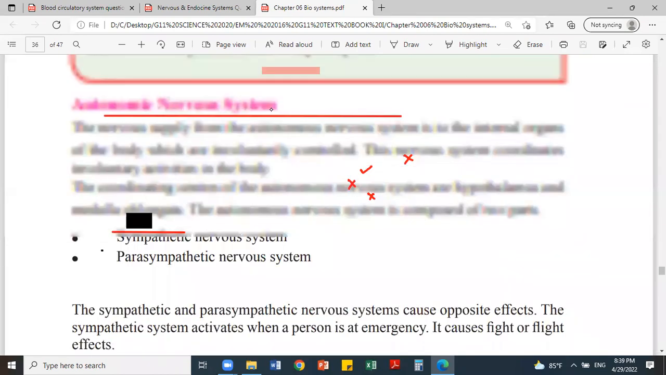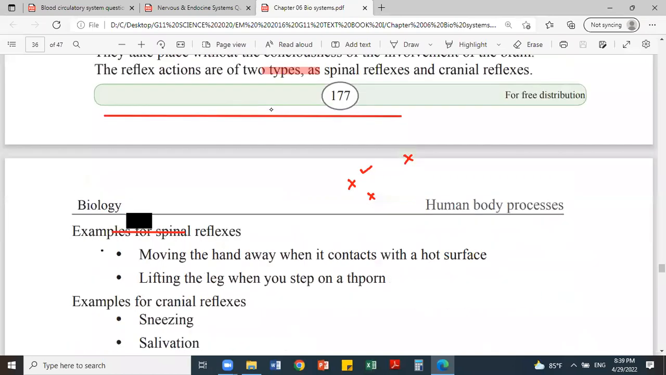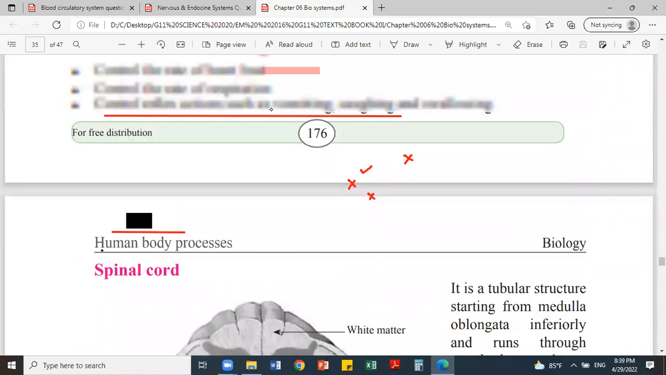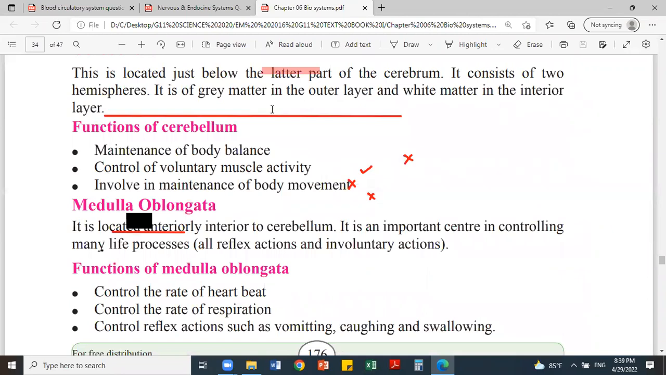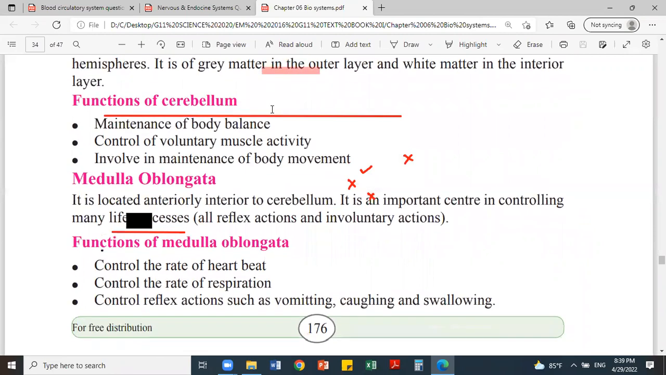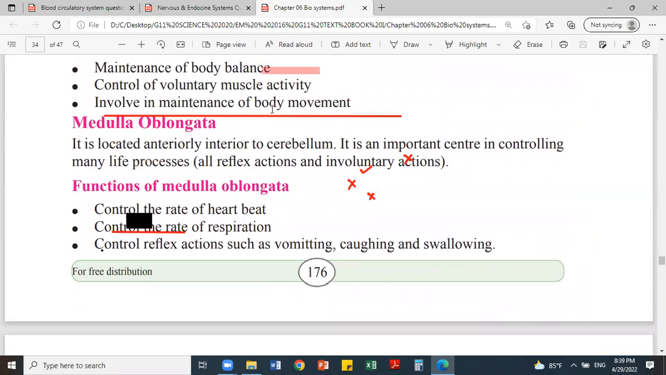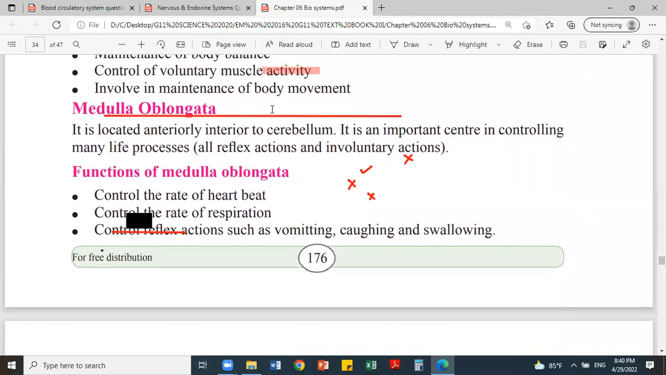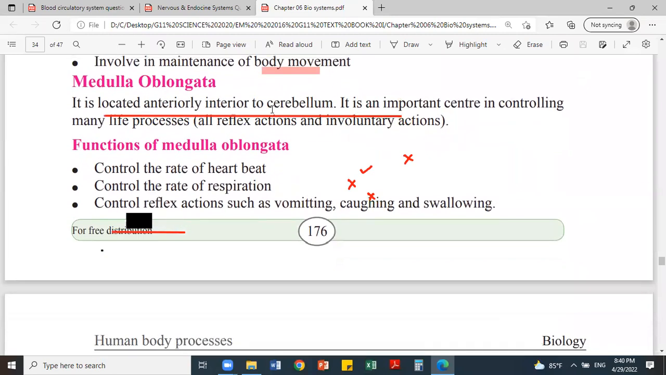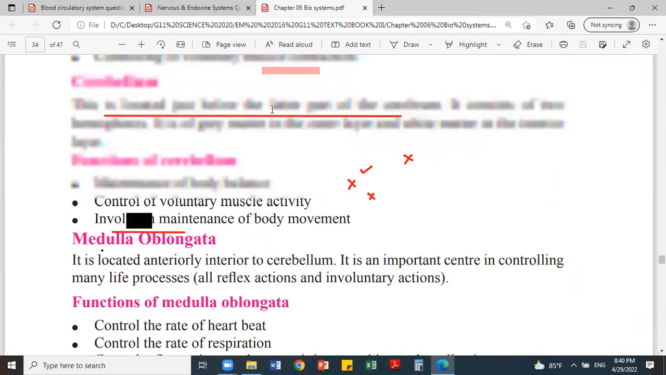Okay, wait. The functions of the three main parts of the brain. Here, can you see the functions of this? Cerebellum: body balance by the cerebellum. Medulla: involuntary actions. Vomiting, coughing, swallowing, heartbeat, respiratory movement.